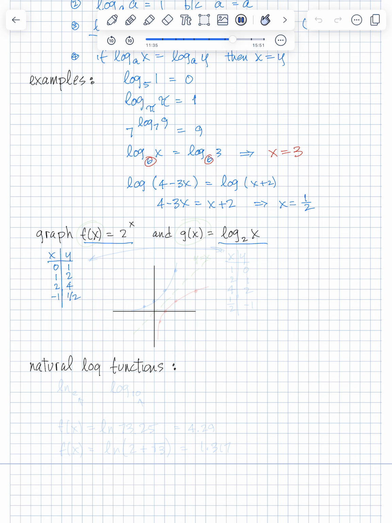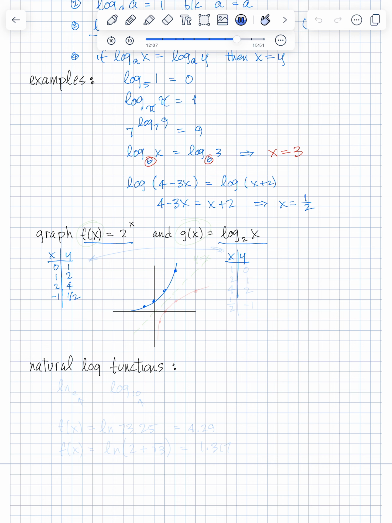Let's plot those. So here's negative 1, 1/2. Here's 0, 1, 1, 2, and 2, 4. So this is our typical exponential curve. Now let's plot g of x. So let's do our xy table. In this case, the y is g of x.